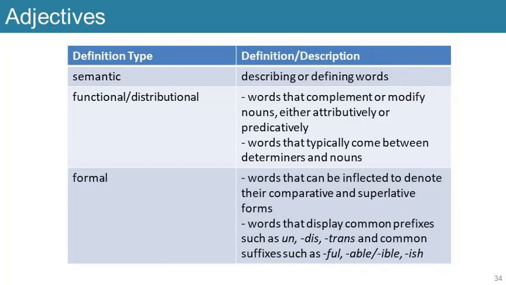Adjectives can be defined formally or structurally as being subject to inflections that denote their comparative and superlative forms. They display common prefixes such as un-, dis-, trans-, and common suffixes such as -ful, -able, -ible, -ish. Adjectives are an undisputed part of speech, although in some classifications, articles and other determiners are included in the adjectives class.